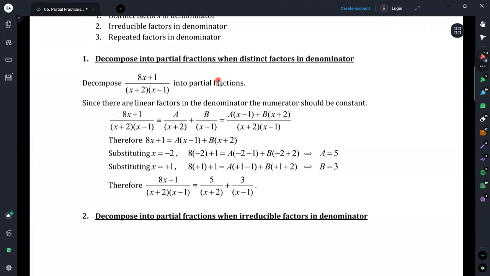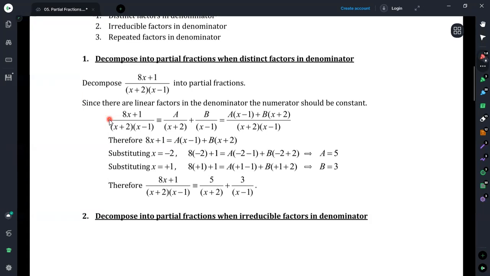Now we will discuss how to decompose into partial fractions when we have distinct factors in the denominator. Distinct factors in the sense that we have two different factors, and here we are discussing only the linear factors in the denominator. So far, we are not going to discuss any higher order factors in the denominator. What we are going to do here is decompose this 8x plus 1 over x plus 2 into x minus 1 into partial fractions.